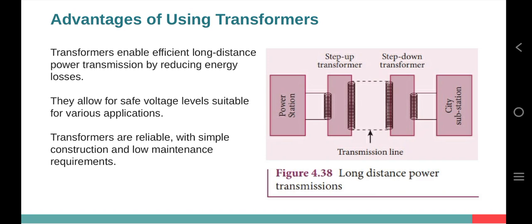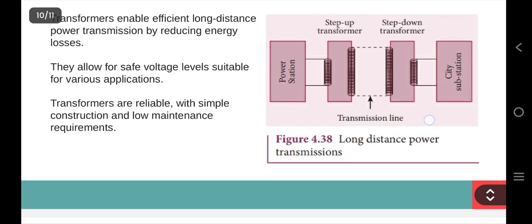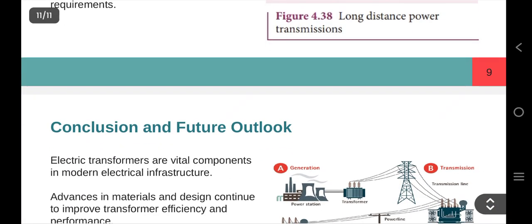They also allow safe voltage levels suitable for various applications. Transformers are also reliable, with simple construction and low maintenance requirements. As there are no rotating parts inside the transformer, it is a static device. That's why the construction is very simple and low maintenance is required.